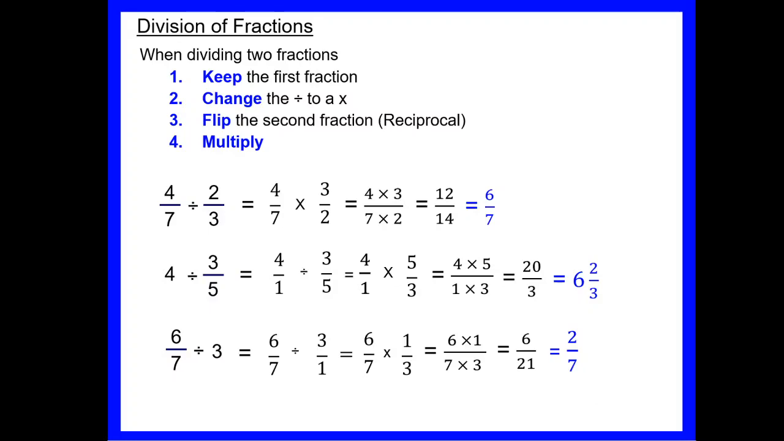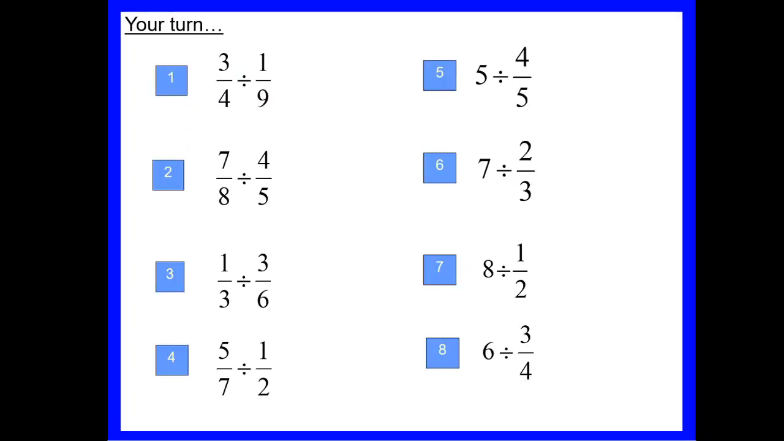If you need to, pause the video and make a note of those different examples. Make sure you have got these 4 steps written really clearly in your books. Remember, we keep the first one, change the divide to a times, flip the second one so we get the reciprocal, and then we multiply instead.